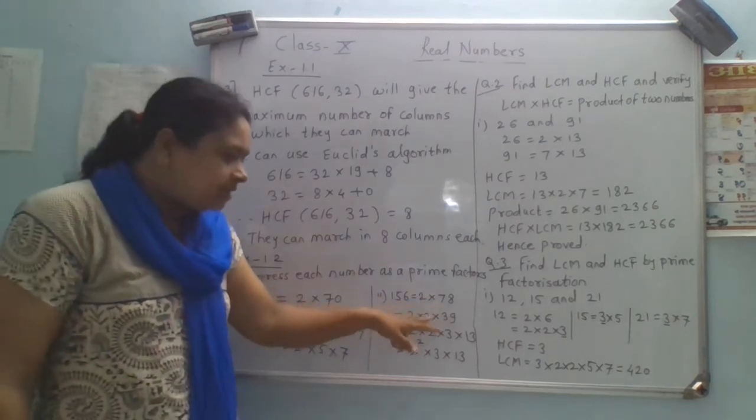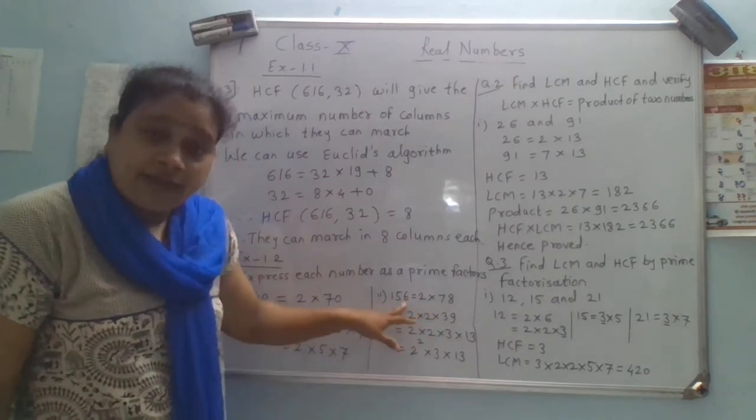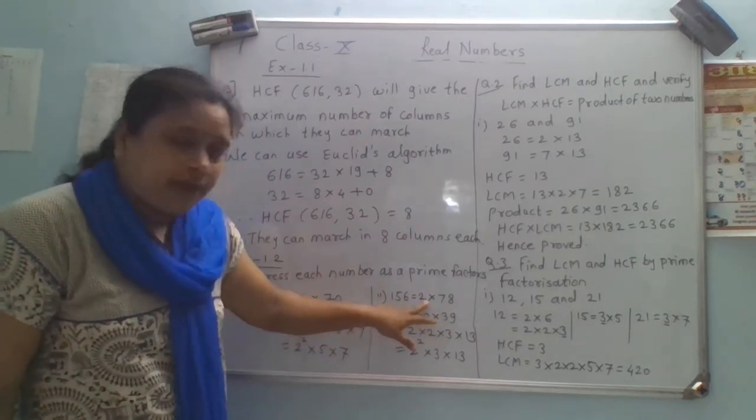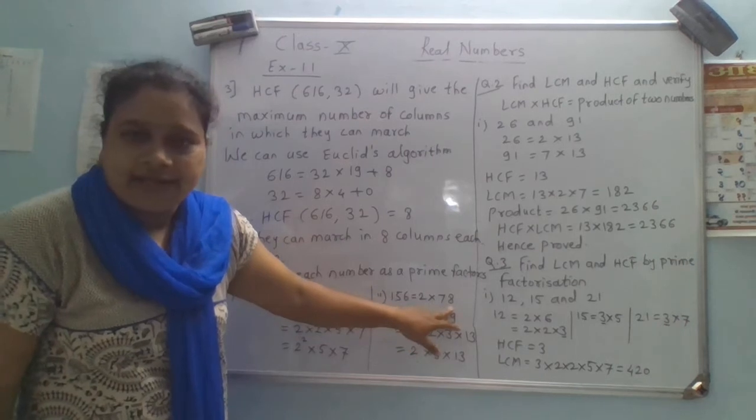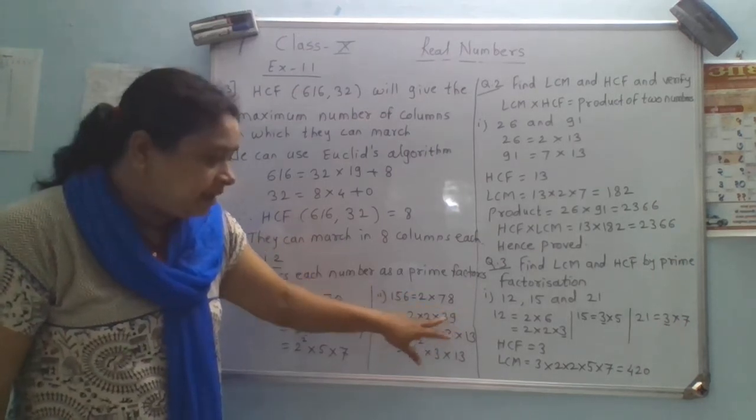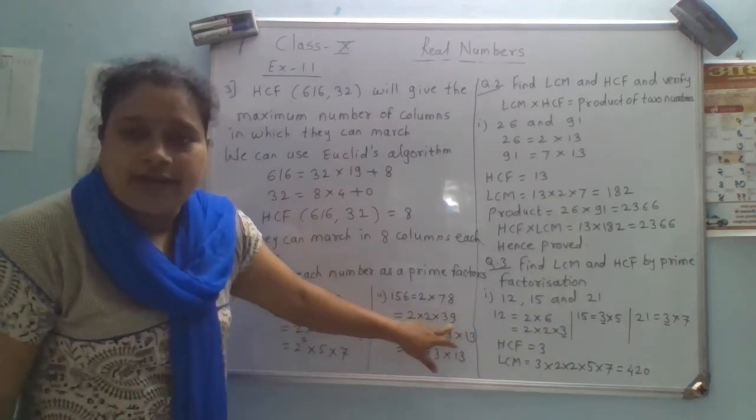Then the next one is 156. Again 156 is an even number, so you can divide it by 2. Then we'll have the answer 78. Again 78 is an even number, so you can divide it by 2. Then we'll have the answer 39.